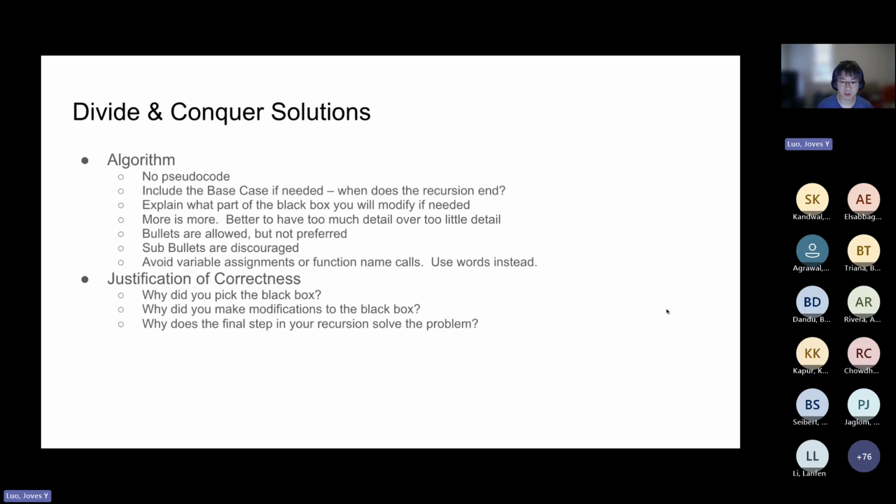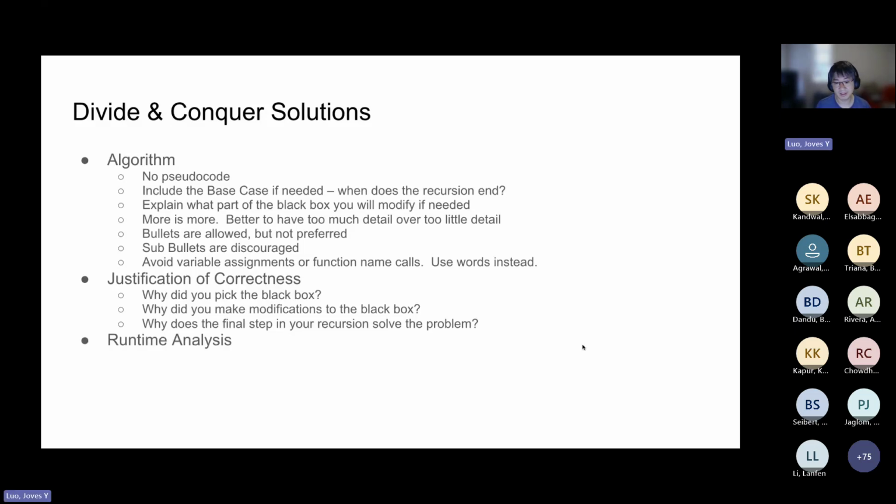Why does your final step in your recursion solve the problem? My algorithm returns this, and this is the solution to the problem because... And it could be as simple as because it's exactly what the question asked for. I returned the first 0 because that is the answer to the problem, and that's fine. That's it. But if you're saying, oh, I returned this special target, it could be because of certain conditions that it meets in order to be your solution.